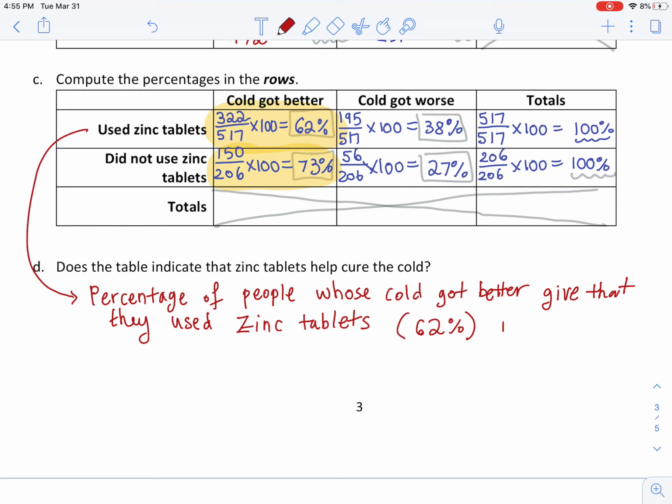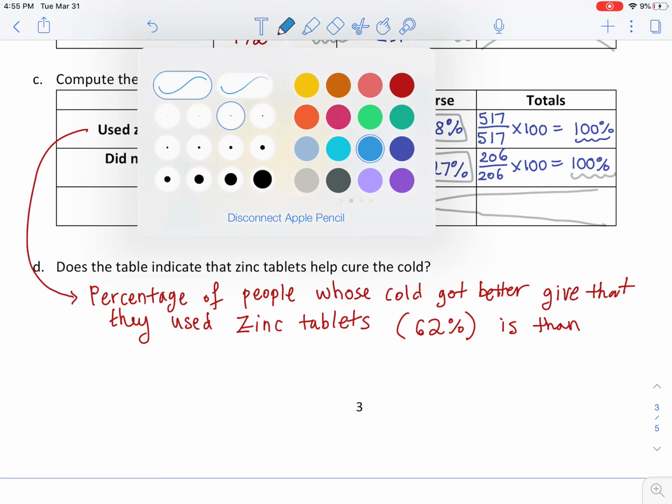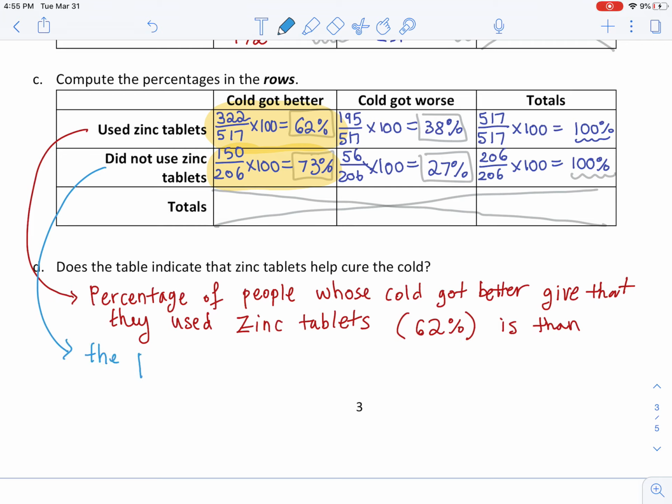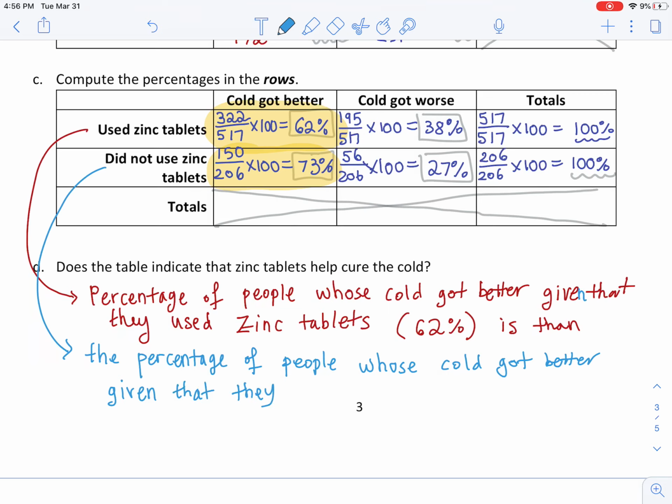Now, if you take a look, this number is 62%, right? This number is less than the percentage of people, and you know what? I'm about to write down this one, the other number, this number right here. This is less than the percentage of people whose cold got better. Did their cold get better? Yes, their cold got better. But listen, given that they, but these blue people that I'm writing about, did they use their zinc tablet? No, they didn't, right? That they did not use zinc tablets. So, you know, this number, if it really works, the top number should be higher.